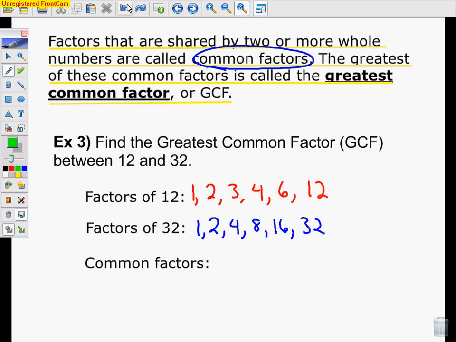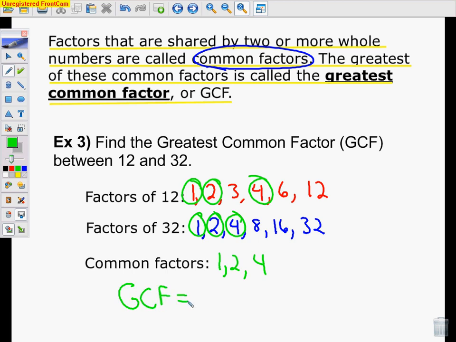Now, the common factors that they share between the two, they both have 1s, 2s, and 4s. So those are the common factors. The GCF, the greatest common factor, is the one that's the greatest among those. And here the GCF would be 4. So that would be the greatest common factor.